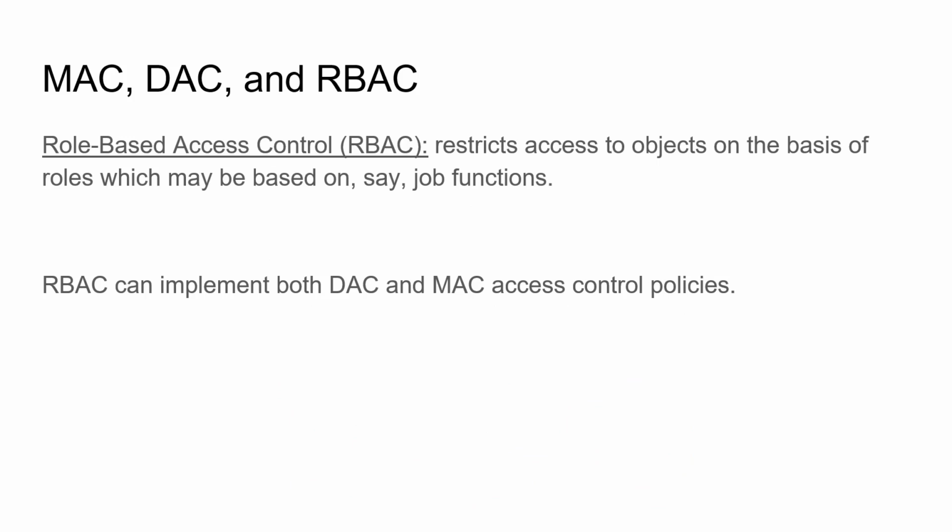Then for completeness' sake, we mentioned there's also role-based access control, where we restrict the access to objects on the basis of roles which a process or user may play. For instance, you may act in the role of a manager of a department, or maybe just a regular employee, or the CEO, and on the basis of that, you have different accesses. Okay? If you do this carefully, you can implement both discretionary access control and mandatory access control policies using role-based access control.